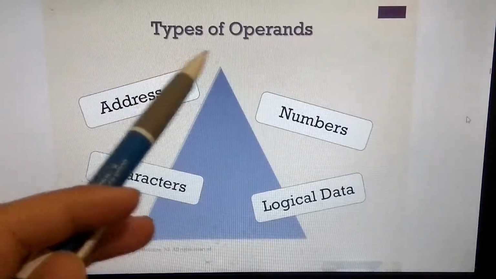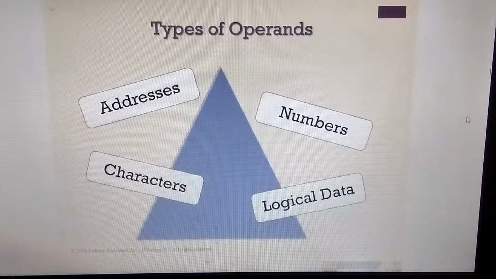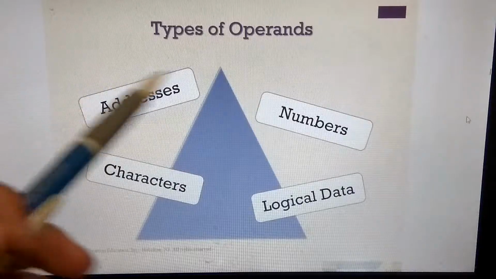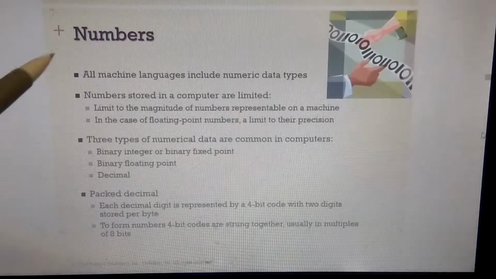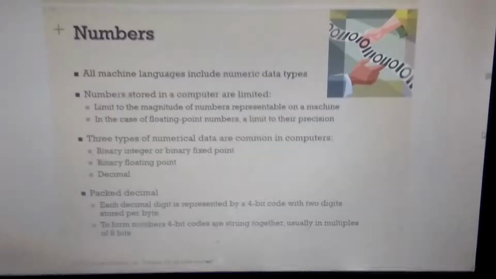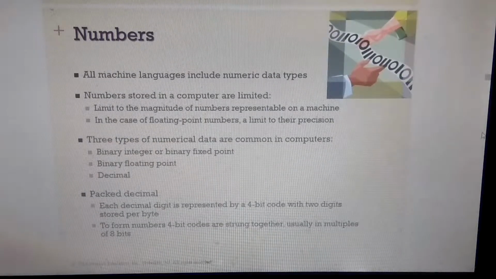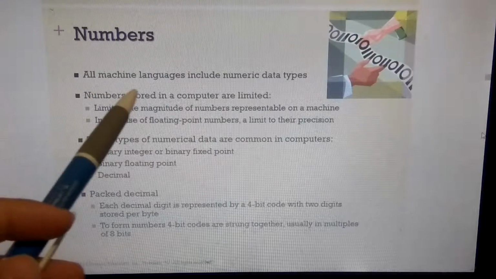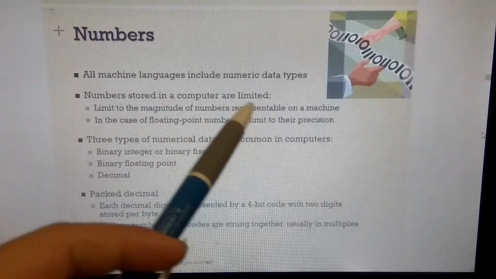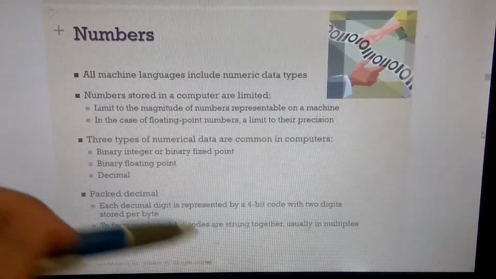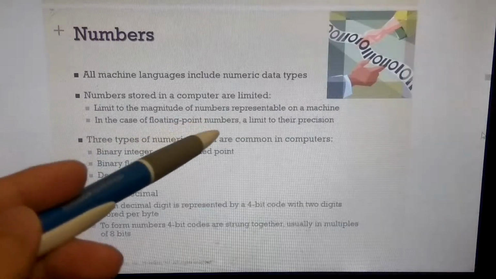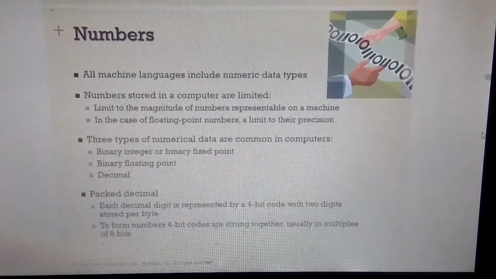Next, we'll look at the types of operands. We have 4 types of operands, which are addresses, numbers, characters, and logical data. First, we'll look at the numbers. All of the machine languages include numeric data types. Therefore, the numbers stored in computers are limited to the magnitude of numbers representable on a machine, and in the case of floating point numbers, a limit to their precision.